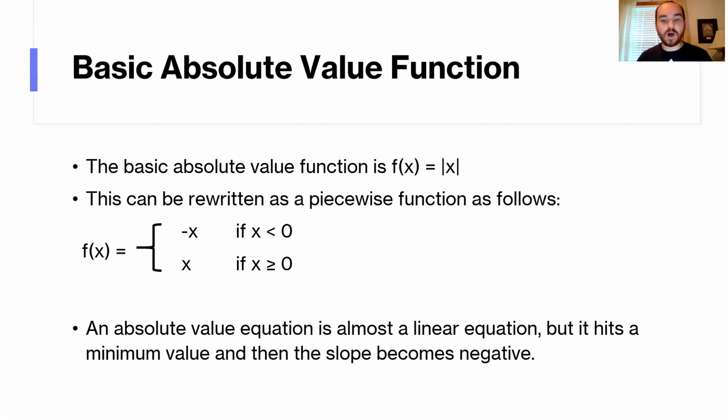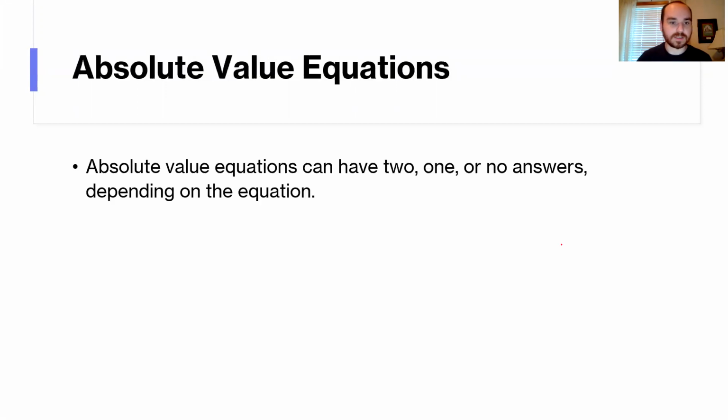The absolute value equation is almost a linear equation, but it hits a minimum value and then the slope becomes negative. So with every absolute value graph, you're going to see something like this, where you hit some minimum point, and it's not necessarily going to be 0, but you will hit a minimum point and it's going to go back up. Basically, if the slope was negative, it becomes positive. If the slope was positive, it'll become negative. So this would be if you had a negative absolute value, right? If the negative's on the outside, then you'd have this. It'd just be flipped. But we'll look more at that in just a second.